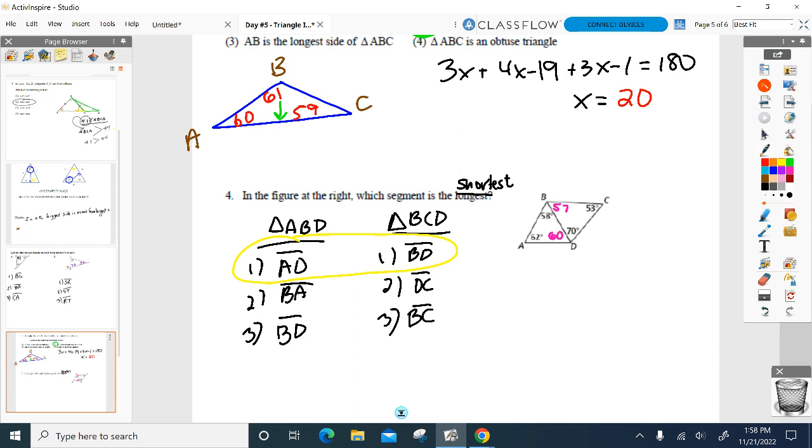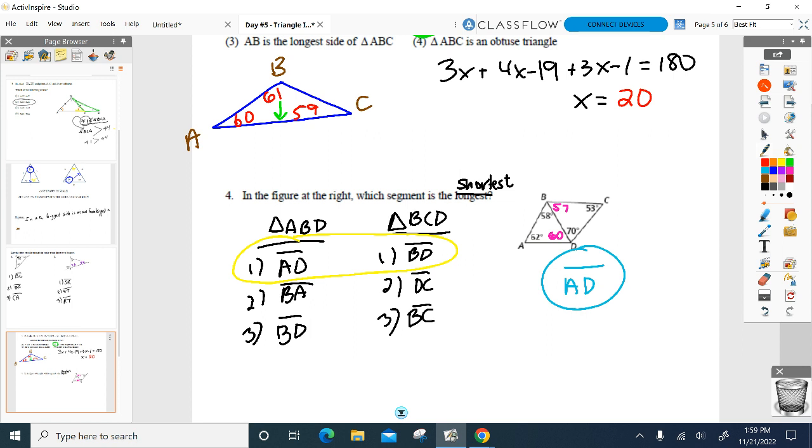Isn't this what this means? Which one's shorter, BD or BA? So how can BD be the shortest one overall if you just told me there's another one out there that's shorter than it? Everyone see where I'm going? So no way can it be BD. It's got to be AD. So you cannot just go by the degree measures. That's only for a single triangle, not an entire diagram like I have here. So AD.